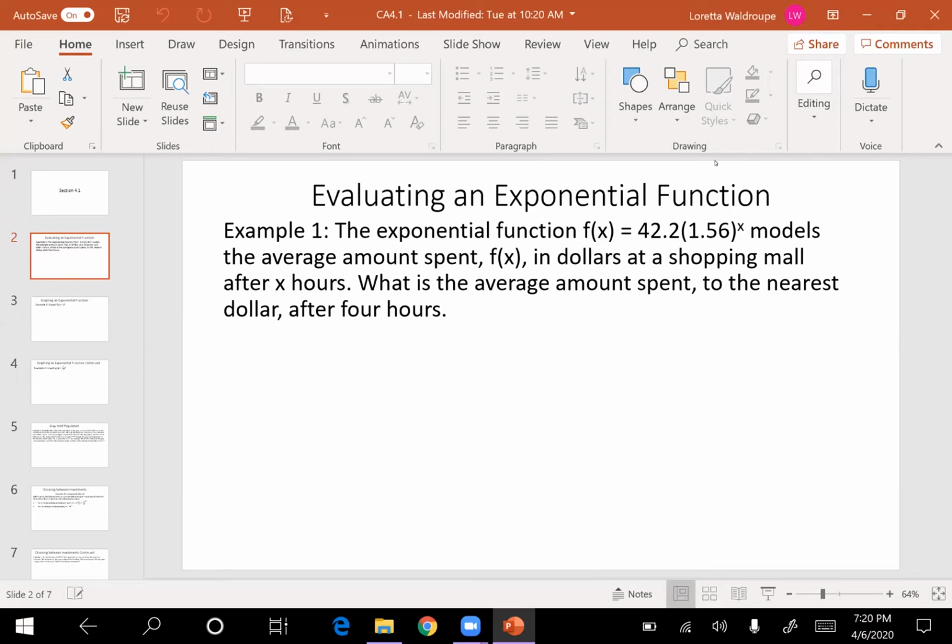Evaluating an exponential function. The exponential function f of x equals 42.2 times 1.56 to the x power models the average amount spent, f of x, in dollars at a shopping mall after x hours. What is the average amount spent to the nearest dollar after 4 hours? So what they're asking you to do in this problem is to evaluate that function if x equals 4.